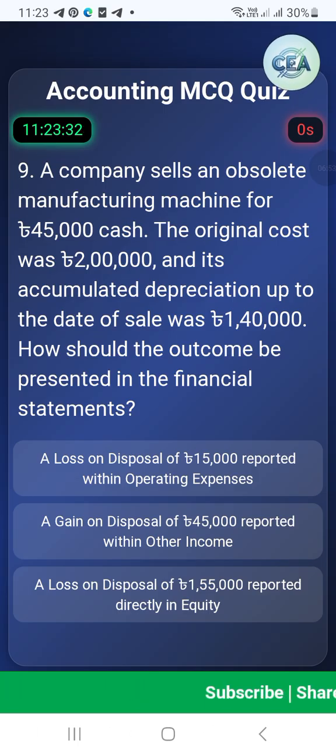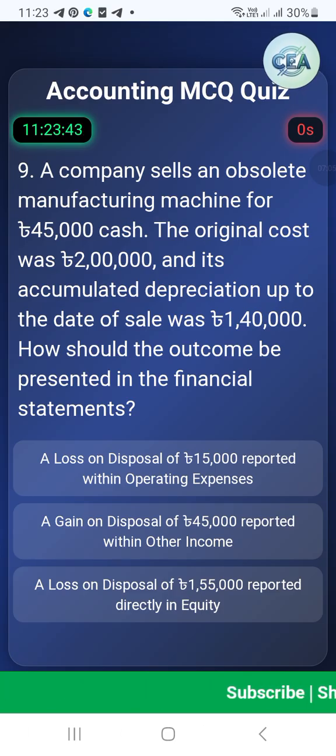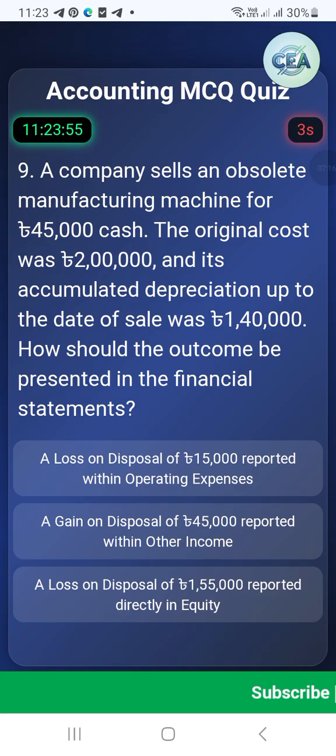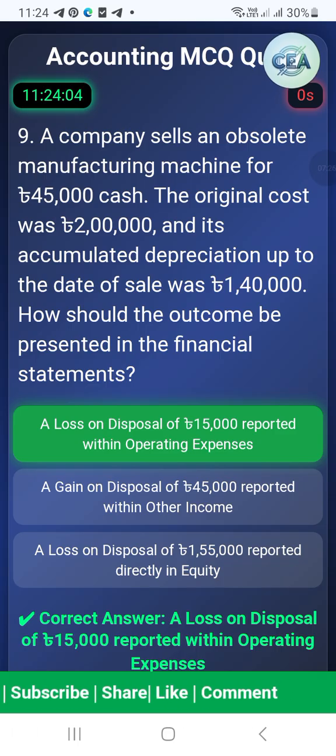Option 1. A loss on disposal of 15,000 takas reported within operating expenses. Option 2. A gain on disposal of 45,000 takas reported within other income. Option 3. A loss on disposal of 155,000 takas reported directly in equity. Correct answer is a loss on disposal of 15,000 takas reported within operating expenses.